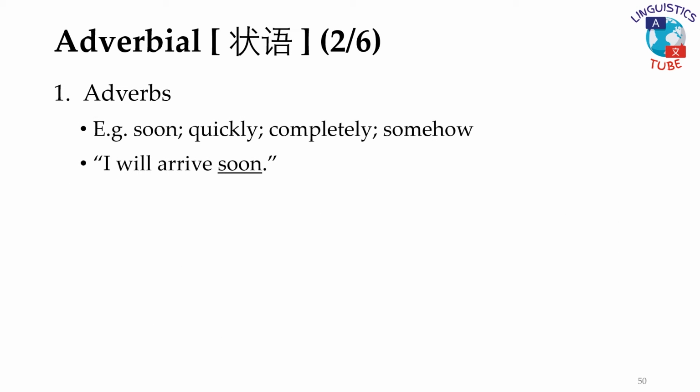I just said that there are 5 types of adverbial. Let's now look at them. First is the most obvious type. Adverbs can modify verbs. Here are just a few of the many adverbs that we've already learned about. Soon, quickly, completely, somehow. For example, in the sentence, "I will arrive soon," soon gives us more detail about when the speaker will arrive.